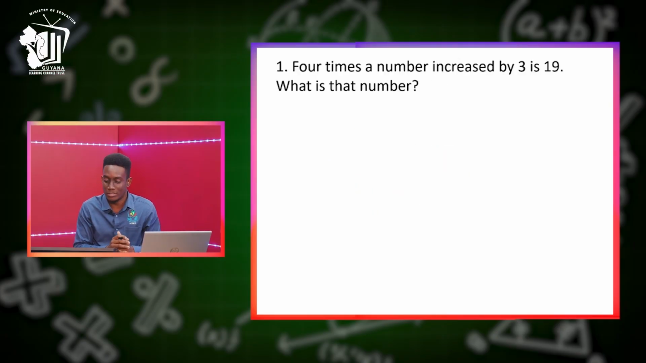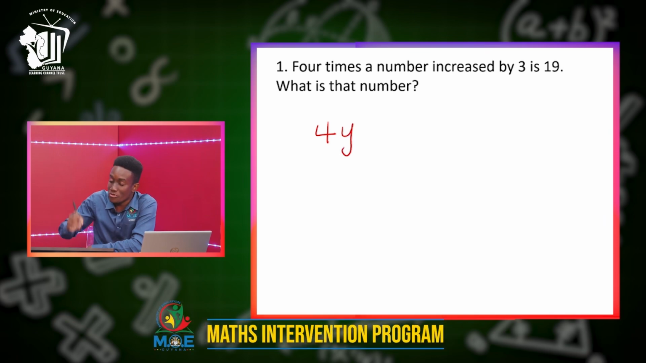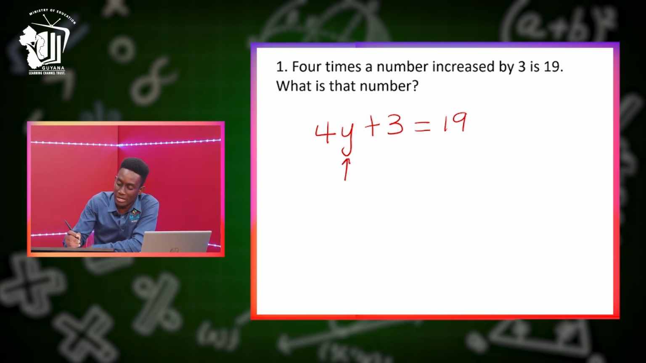Let's move on to another example. This one says, 4 times a number increased by 3 is 19. What is that number? We know it's 4 times a number, and we don't know what the number is, so it's 4 times the number, let's use y in this case, increased by 3. Increased by 3 means plus 3 is 19. We want to know what y is. To solve for y, we take over the 3. We see the 3 is adding, so this will be 4y is equal to 19 subtract 3.